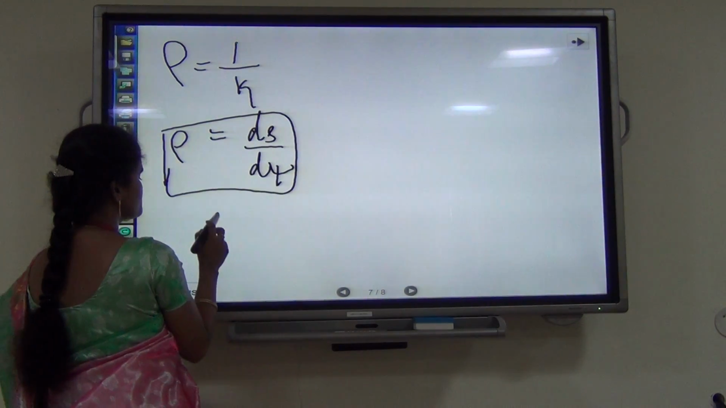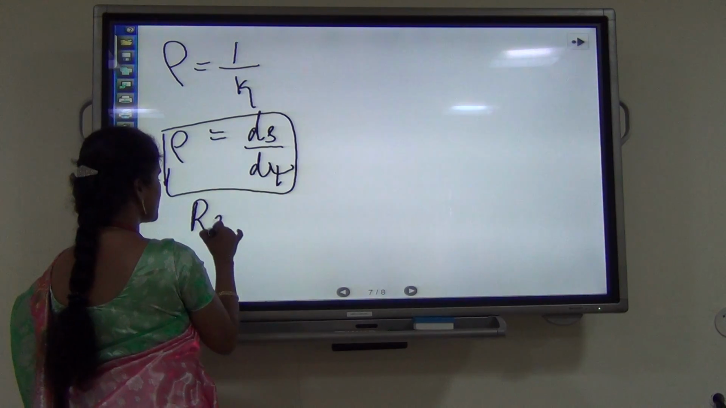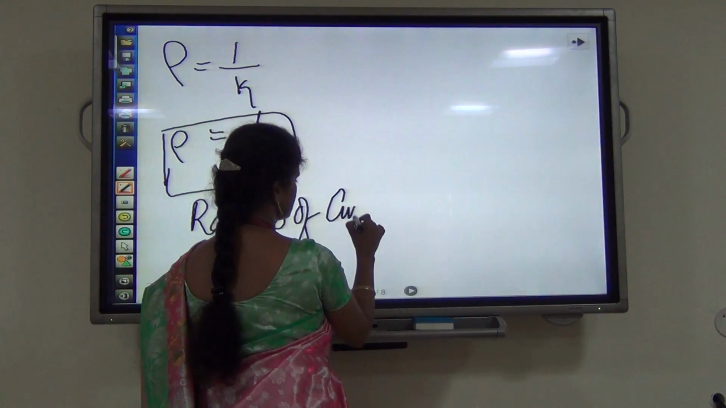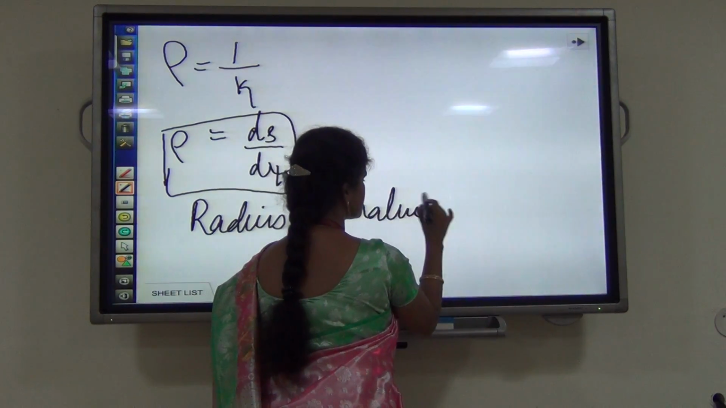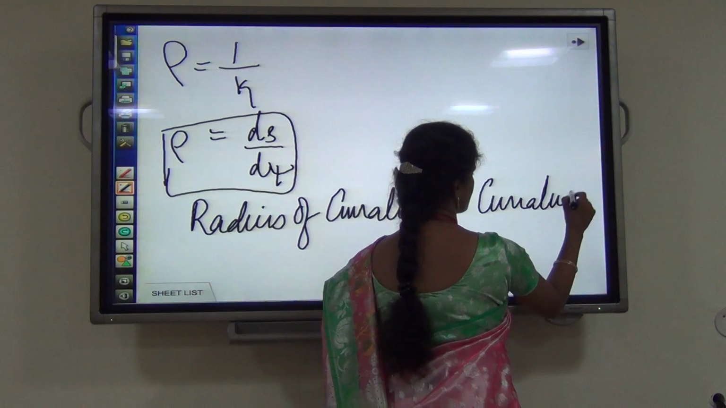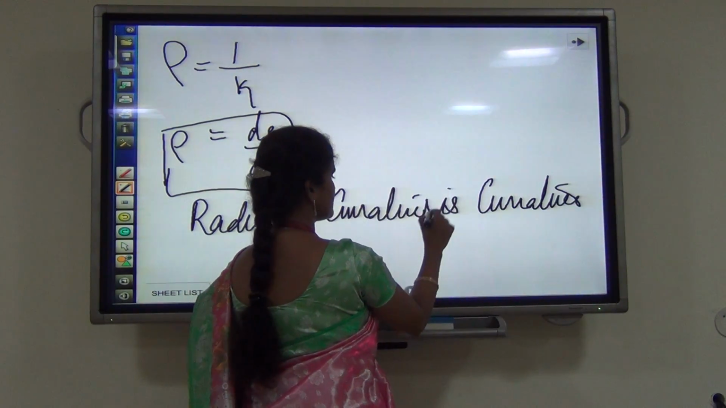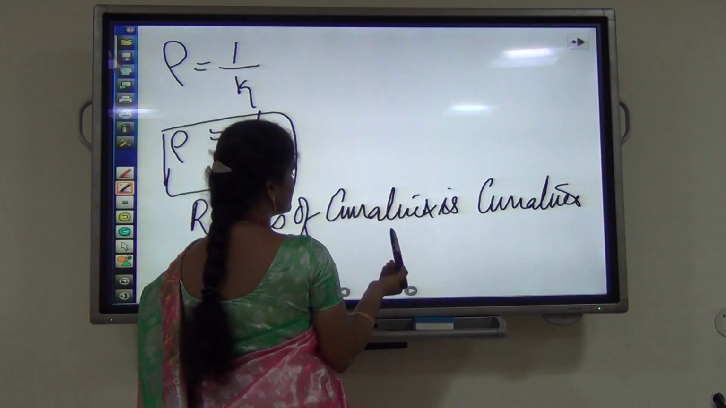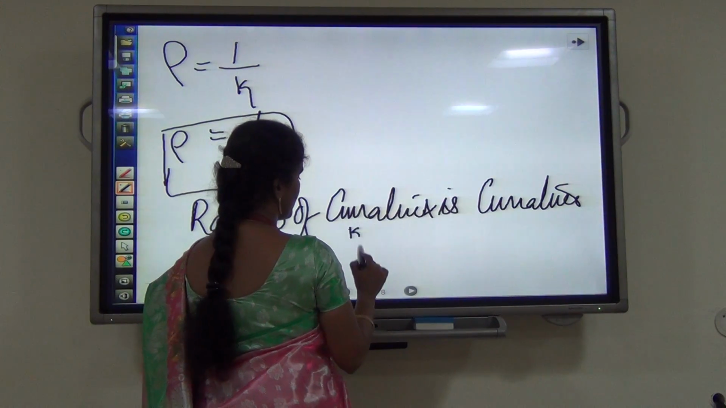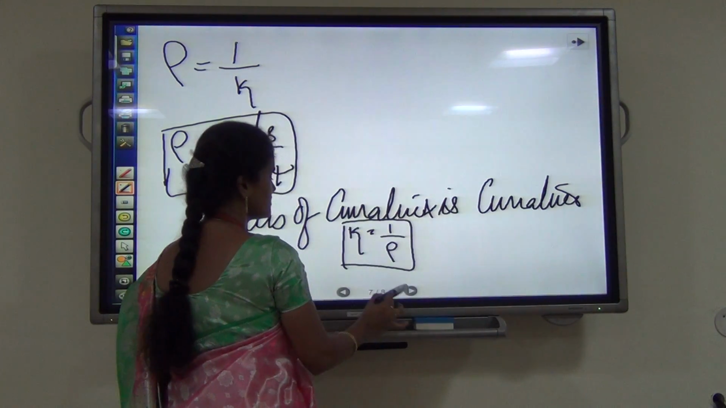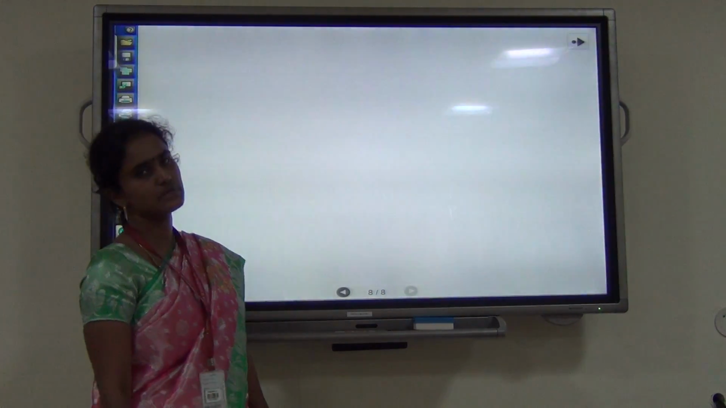So what is the relation between radius of curvature and curvature? What could be the relation between radius of curvature and the curvature? They are reciprocal to each other, inversely proportional. So kappa is 1 by rho or rho is 1 by kappa. This is the relation about radius of curvature.